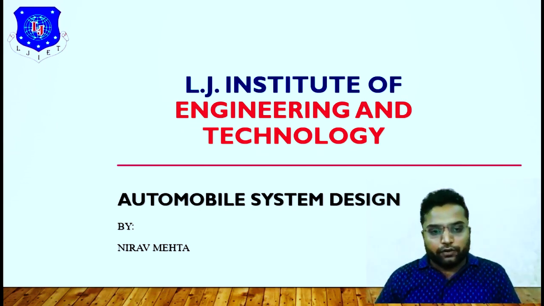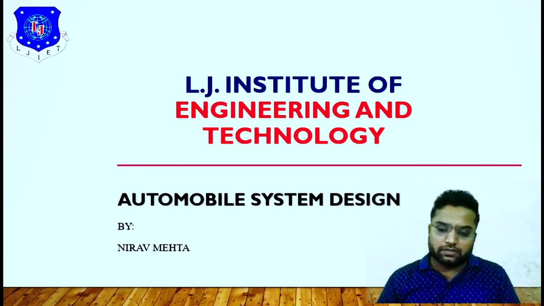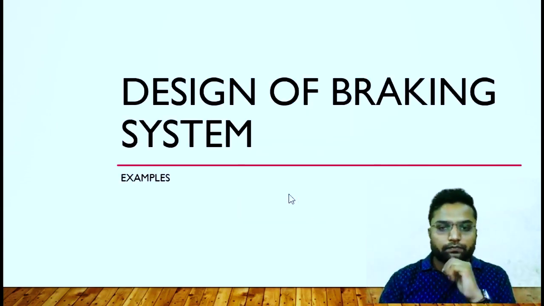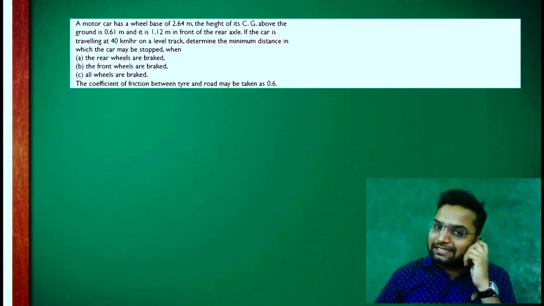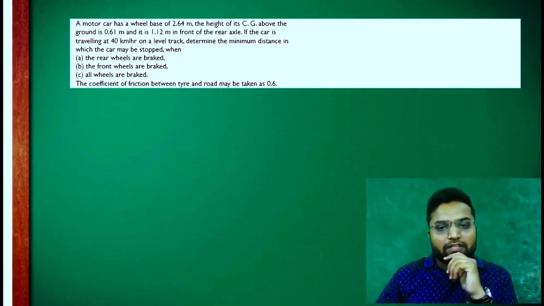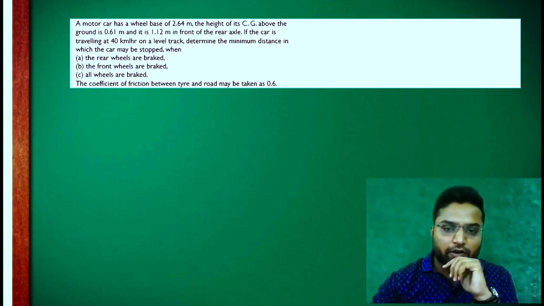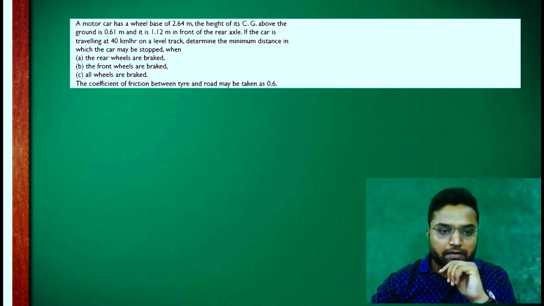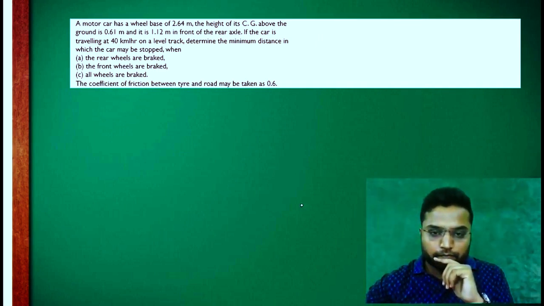So in this particular video we're going to discuss our example for stopping distance. So let's have our first example. In this example, the data is given like this. A motor car has a wheelbase which is denoted by B.